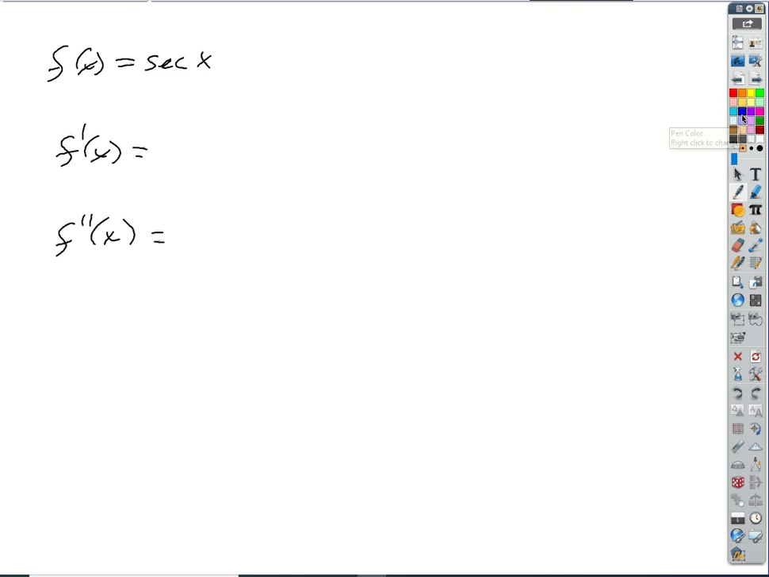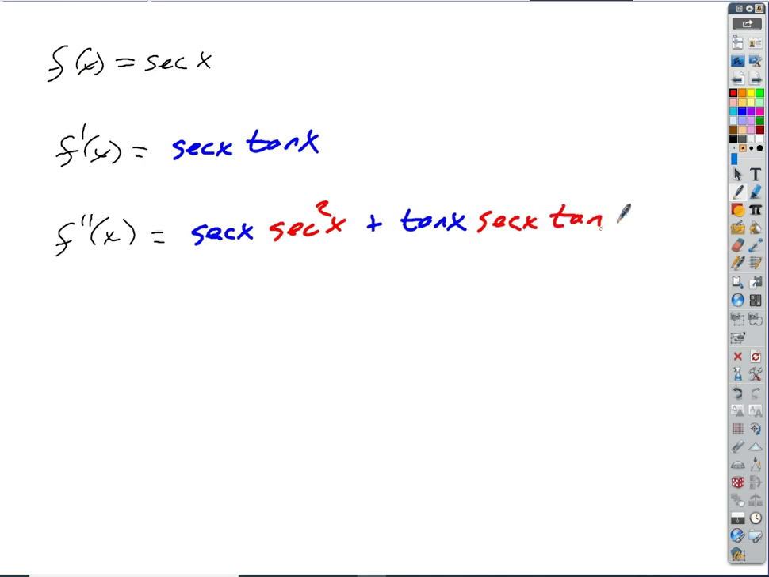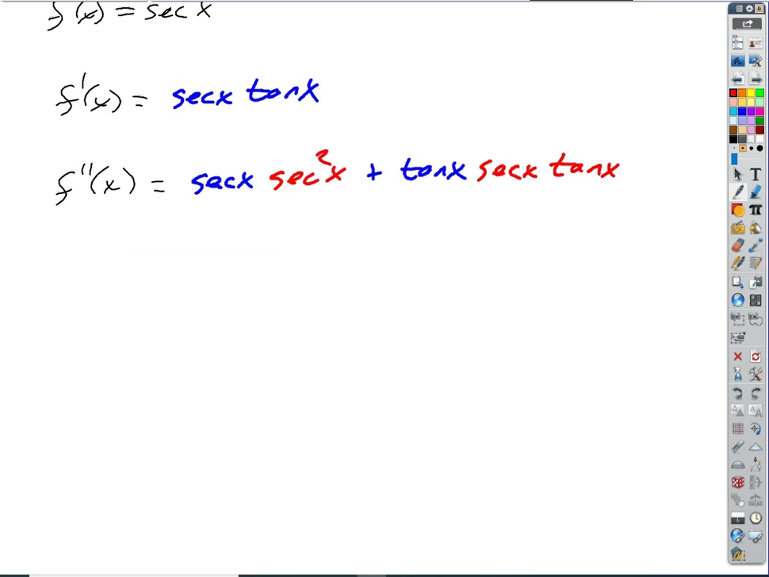So what's the derivative of secant? Secant x tangent x. Okay, now what? How am I going to differentiate that? Product. Product, right. So I get first times the derivative of the second, plus second times the derivative of the first, okay? And that's a little bit of a mess right now, and that's just going to get worse and worse, isn't it?